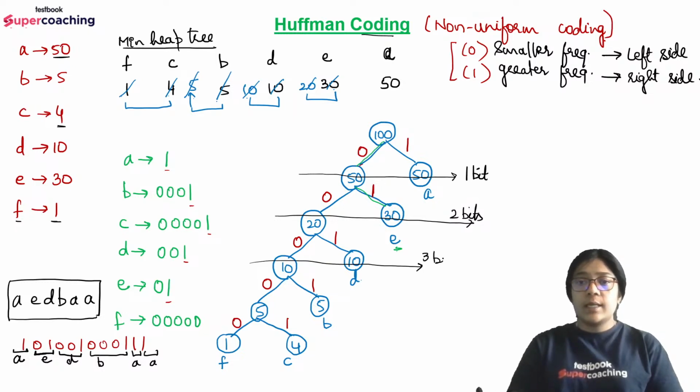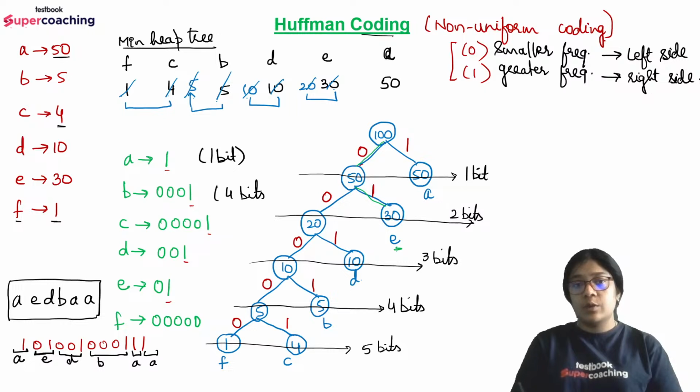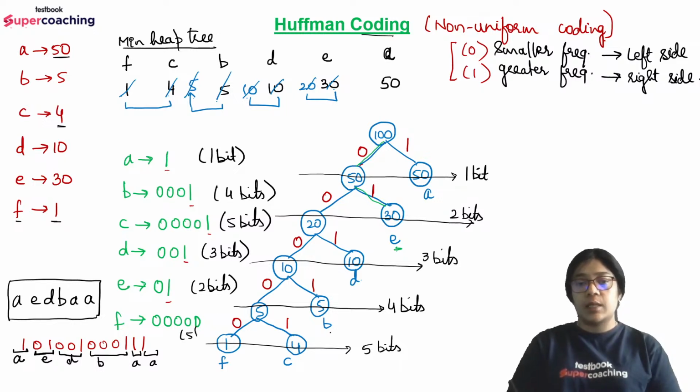So आपको codes लिखकर bits count करने की जरूरत नहीं है. Just check जिस particular character के लिए आप bits find कर रहे हो वो tree के कौन से level पे आ रहे हैं, and ultimately you'll get the number of bits. Moreover, you can see here 1 bit is required. Here 4 bits are required. You can see for B, 4 bits are required. Here 5 bits are required, 3 bits, 2 bits, and 5 bits are required.